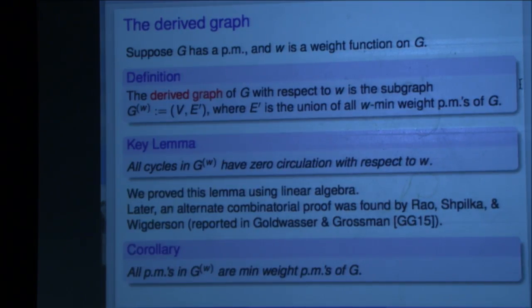All right. And there's a corollary to this, which is also useful: all perfect matchings in the derived graph are minimum weight perfect matchings of G. So you could imagine you take G and you take the union of all of these minimum weight perfect matchings. You're throwing in all these edges. Maybe you're throwing in another perfect matching that's not minimum by doing this. This doesn't happen if G is bipartite. It turns out that you don't get any new perfect matchings in the derived graph. So all the perfect matchings in the derived graph are the minimum weight perfect matchings in G. I guess this corollary is equivalent.